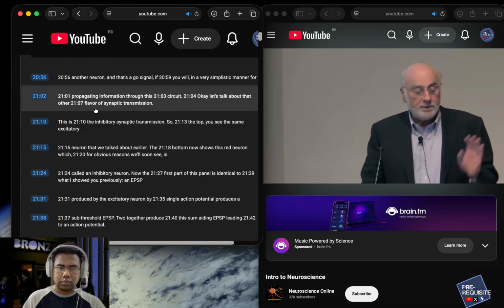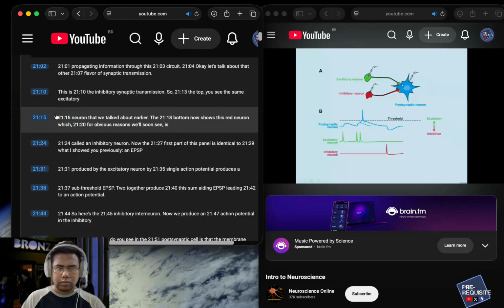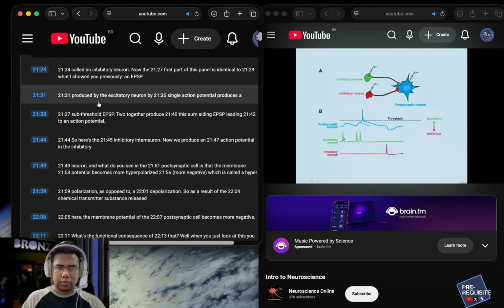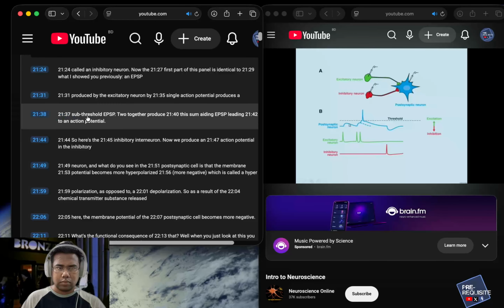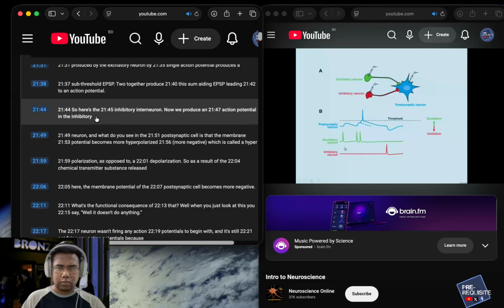Okay, let's talk about that other flavor of synaptic transmission. This is the inhibitory synaptic transmission. So at the top you see the same excitatory neuron that we talked about earlier. The bottom now shows this red neuron, which, for obvious reasons, we'll soon see is called an inhibitory neuron. Now, the first part of this panel is identical to what I showed you previously. An EPSP produced by the excitatory neuron by a single action potential produces a subthreshold EPSP. Two together produce the summating EPSP, leading to an action potential. So here's the inhibitory interneuron.